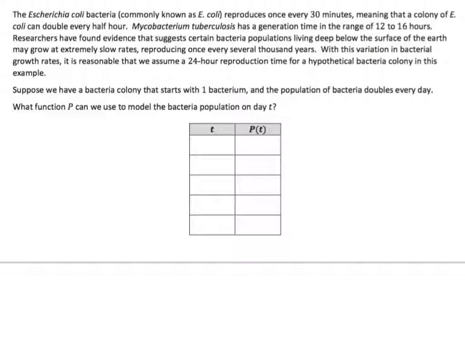Suppose we have a bacteria colony that starts with one bacterium and the population of bacteria doubles every day. What function p can we use to model the bacteria population on day t? We do these models all the time in Algebra 1. We've got our initial value of 1. So p of t, our initial value is 1, and we're doubling each day, okay? You don't need to write the 1 there, but it's a pattern that we've learned in Algebra 1. Time has to be greater than or equal to 0.